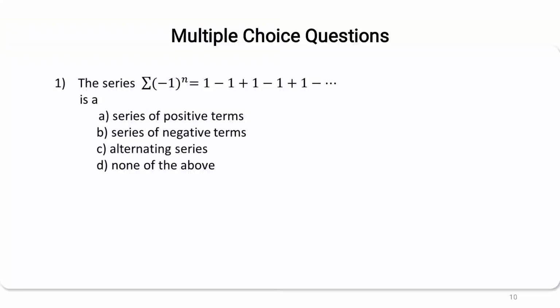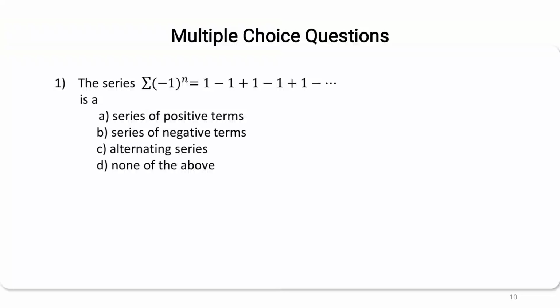Now a multiple choice question for sequence and series: the series summation minus 1 power n is equal to 1 minus 1 plus 1 minus 1 plus 1 etc. is A. In this series, the first term becomes 1, the second term minus 1, the third term plus 1, the fourth term minus 1, the fifth term plus 1, etc. You will observe the terms are only positive, negative, positive, negative.